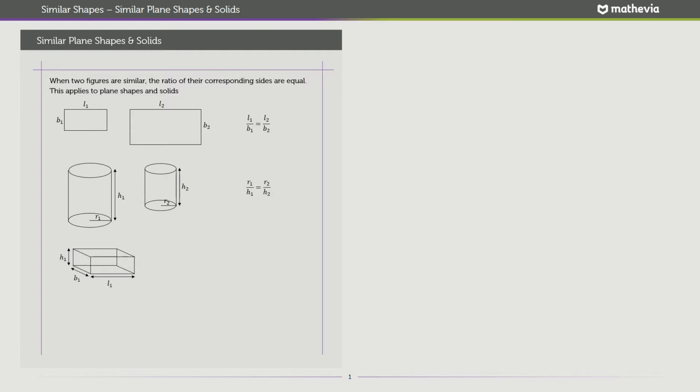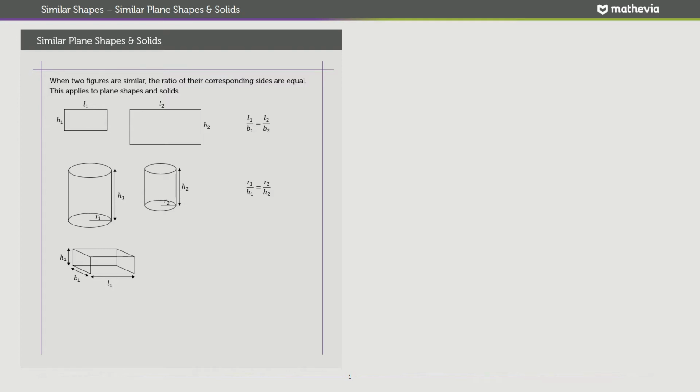So it's pretty much the same principle. We're just going to be applying that same principle across a range of different shapes, okay? So it applies to prisms, it applies to pyramids, it applies to spheres. You can think of pretty much any shape. If you have two similar shapes, the ratio of their sides should equal each other, basically.